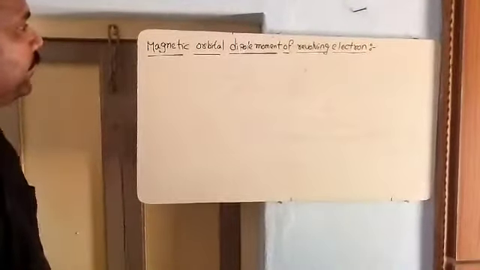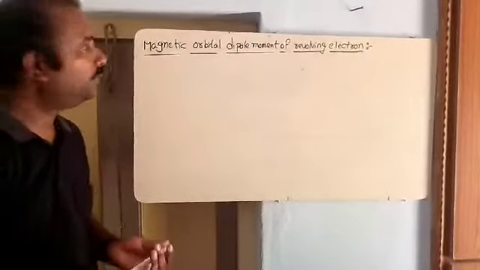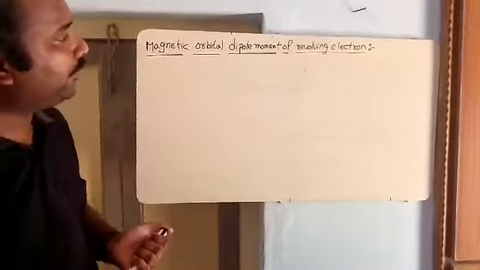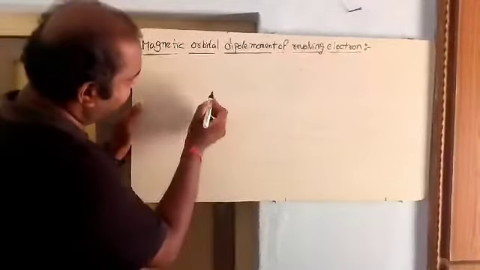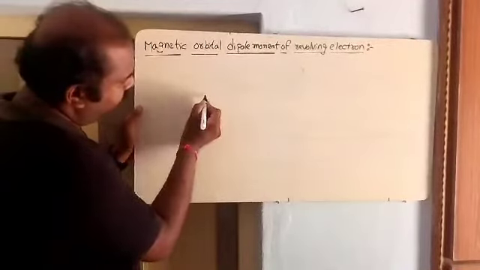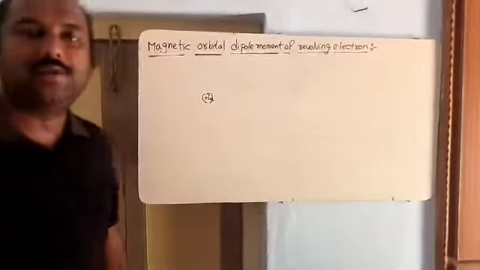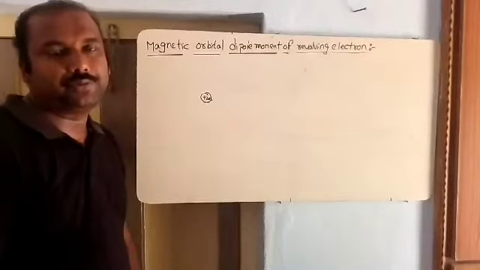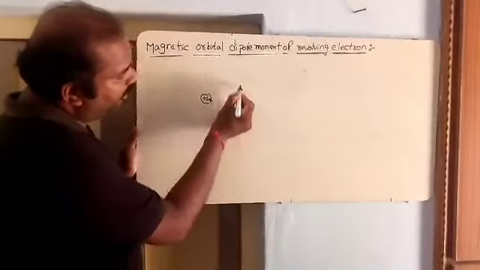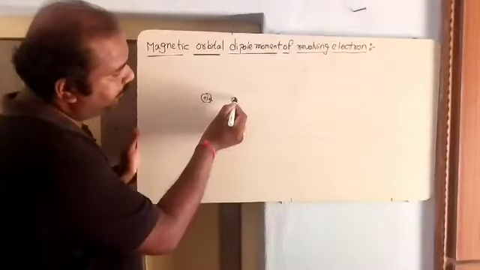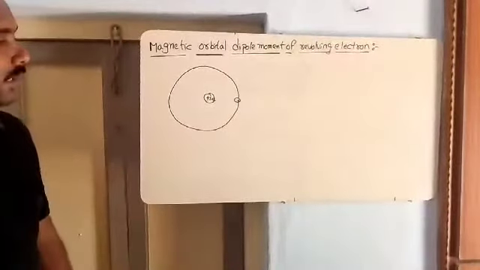And the next one, the magnetic orbital dipole moment of a revolving electron. See, in any atom, the central part is the nucleus. The nucleus contains protons and neutrons. And the electrons are revolving around the nucleus in a circular orbit.